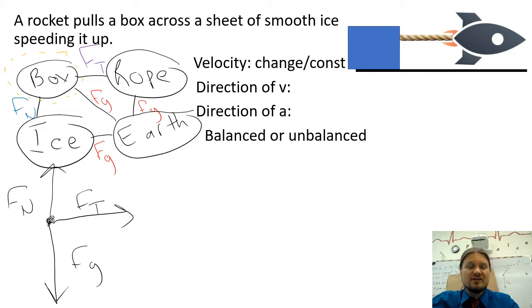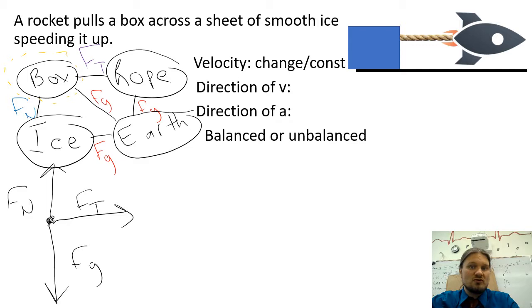In this video, we're going to look at how to do vector addition diagrams for forces on an object that are unbalanced. In this situation, we've got a rocket pulling a rope that's pulling a box across a sheet of smooth ice. I've already got the interaction and free body diagrams down over to the left.